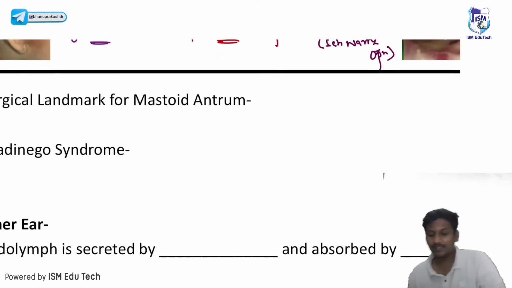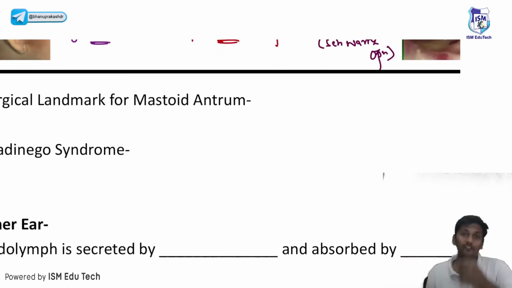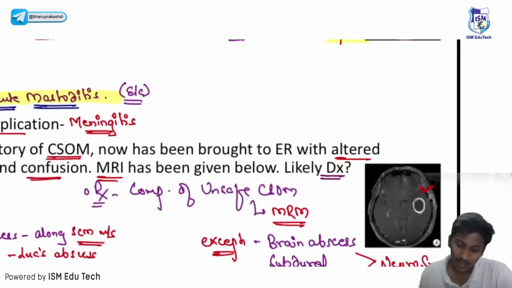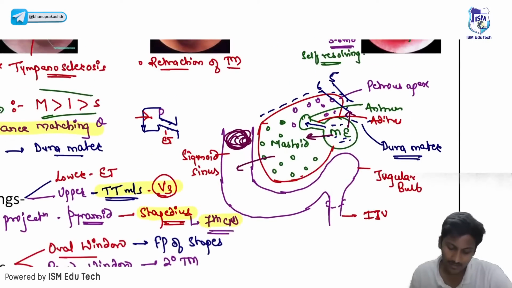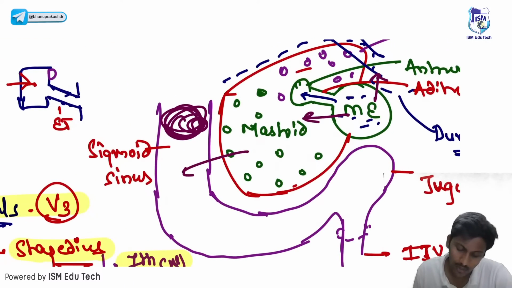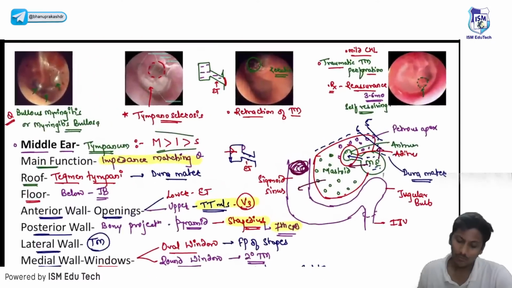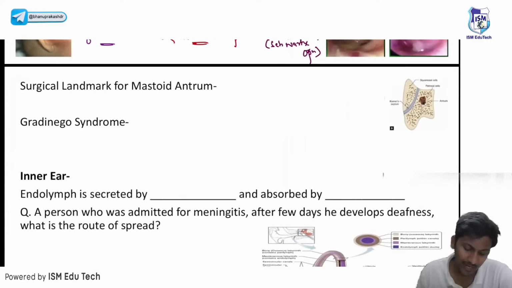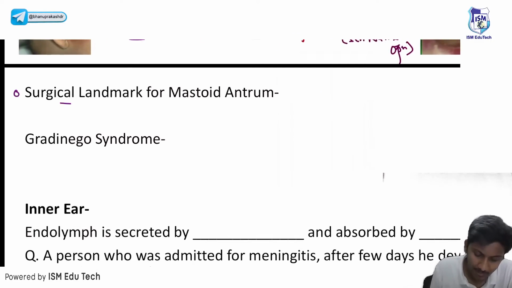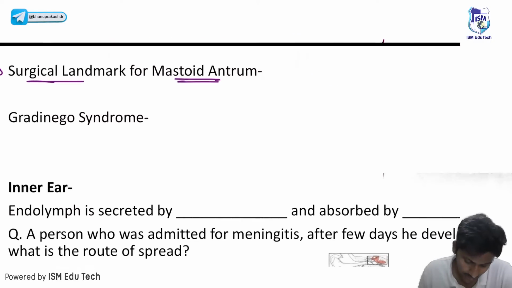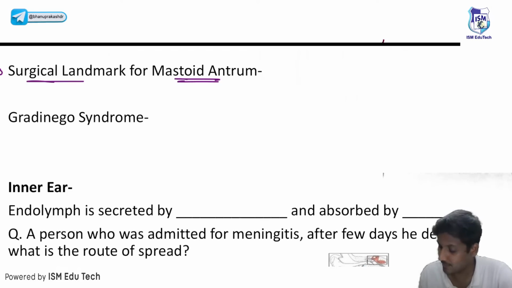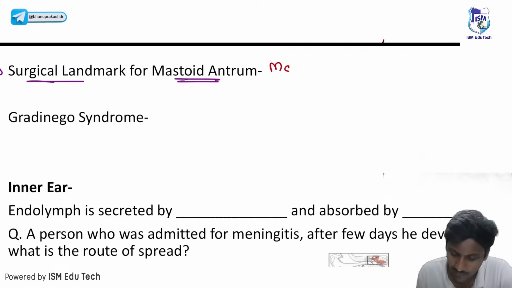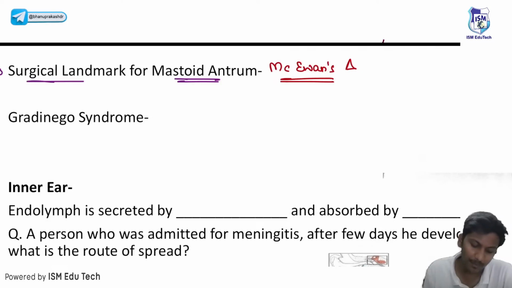What is the first step in a case of cortical mastoidectomy? The first step is to find the largest mastoid air cell. And what is the largest mastoid air cell known as? It is known as the mastoid antrum, because maximum infection will be present in the mastoid antrum. So try to find the mastoid antrum. And what is the surgical landmark to find the mastoid antrum? Please remember, it is nothing else but the MacEwen's triangle, also known as the suprameatal triangle.